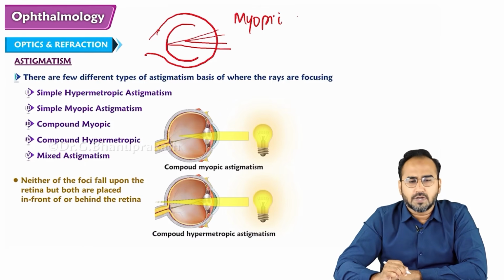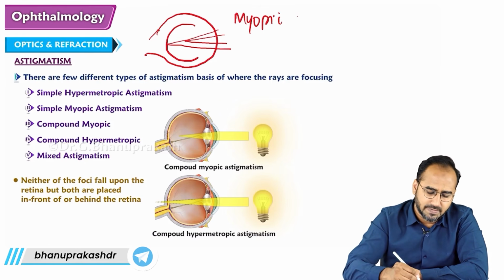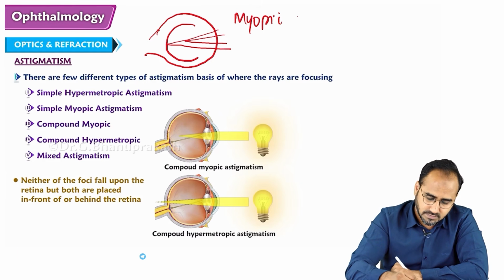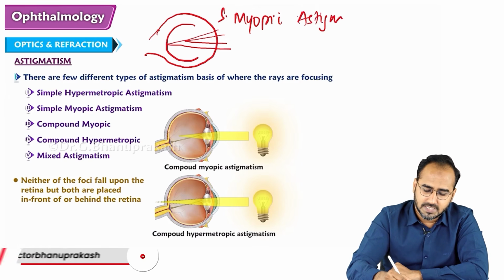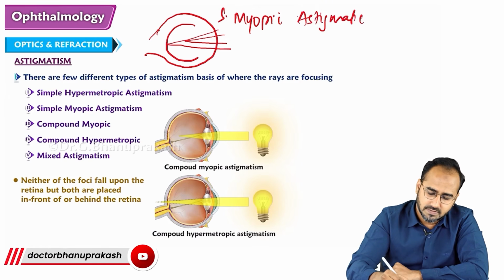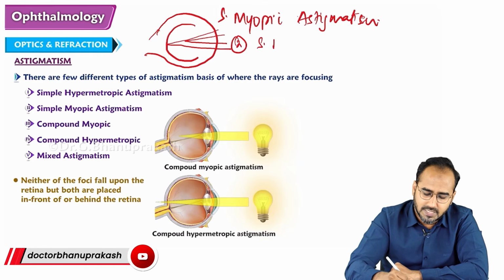Okay, guys. So we were talking about the other forms of astigmatism. The first one was simple myopic. Simple myopic astigmatism means what? One light ray is focusing on the retina, one is focusing much before the retina. It is called simple myopic astigmatism. Then there is a thing called simple hypermetropic astigmatism.